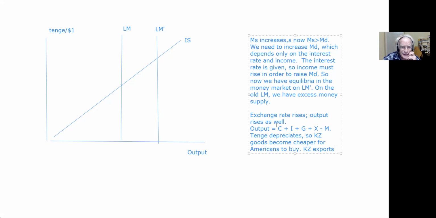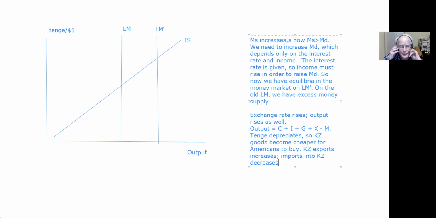As goods become cheaper, export increases. Good. So exports become more than imports, and output increases. Yes, that's right. And what about imports into Kazakhstan? Do they rise or fall? As tenge depreciates, imports decrease.